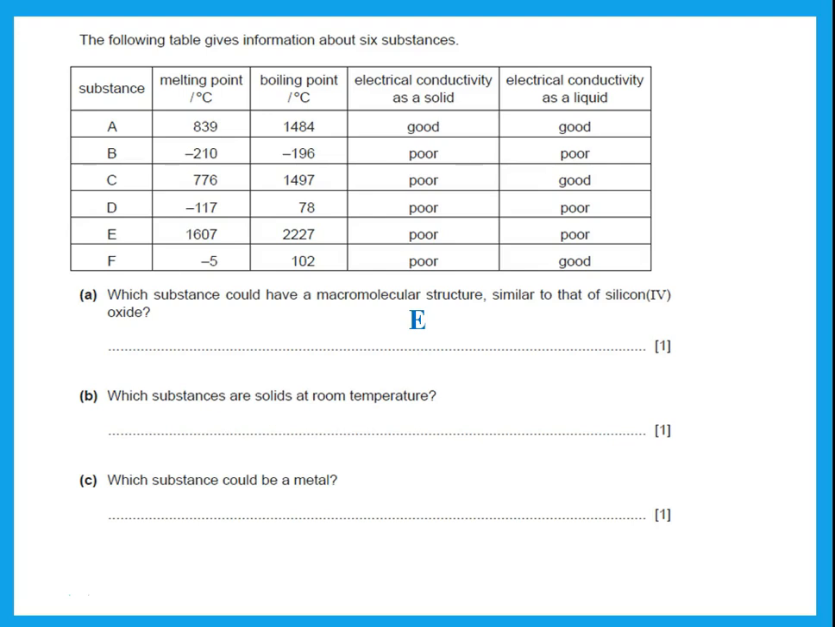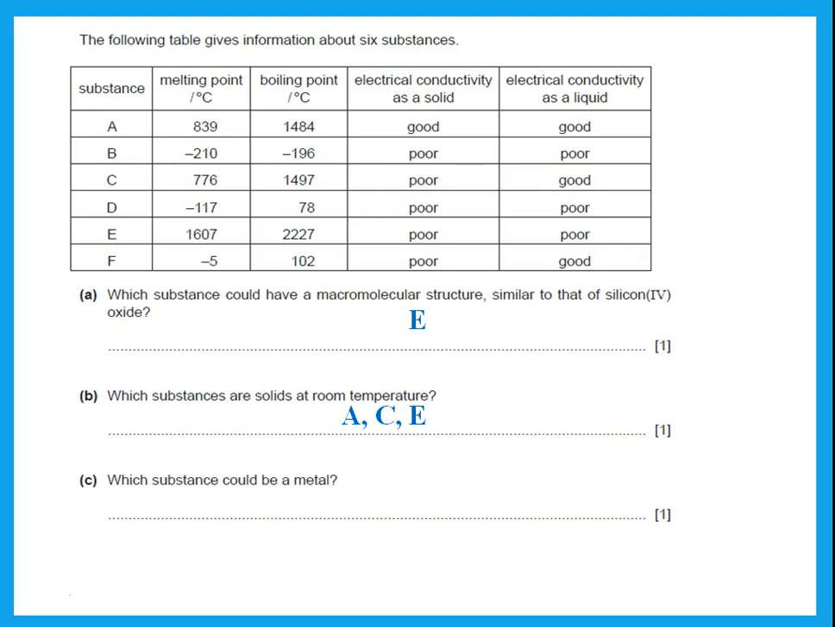You understand that? Okay. Which substances are solid at room temperature? To be solid, it has to have a melting point that is higher than 25. So A would be a solid. Is B a solid? No. B has a very low melting point and boiling point, so B would be a gas. C is a solid. What about D? D is a liquid at room temperature because the melting point is low and the boiling point is high. What about E? E is a solid, with a very high melting point. So A, C, and E.